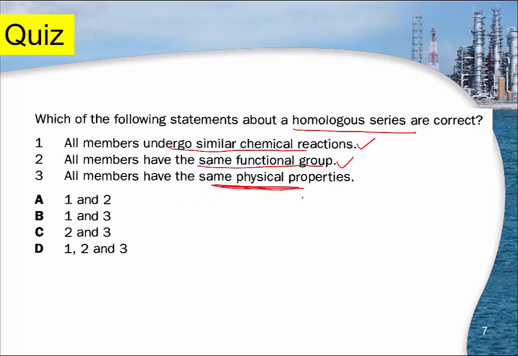And the third one is, all members have the same physical property. In other words, do they have the same boiling point, melting point, or density? Obviously not, because the physical properties will vary. For example, the boiling point will vary slightly from one member to the next member and so on. So the answer is 1 and 2 only. Answer is A.